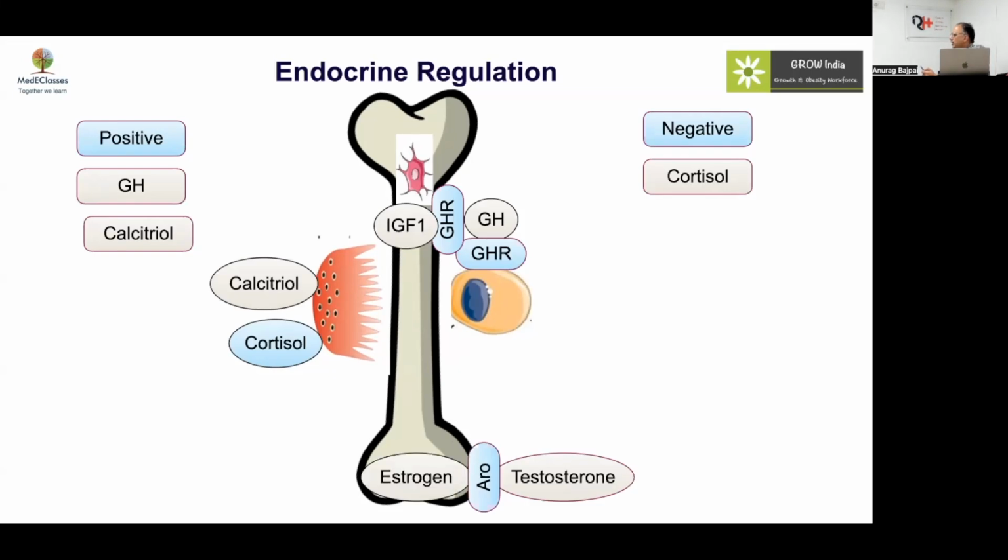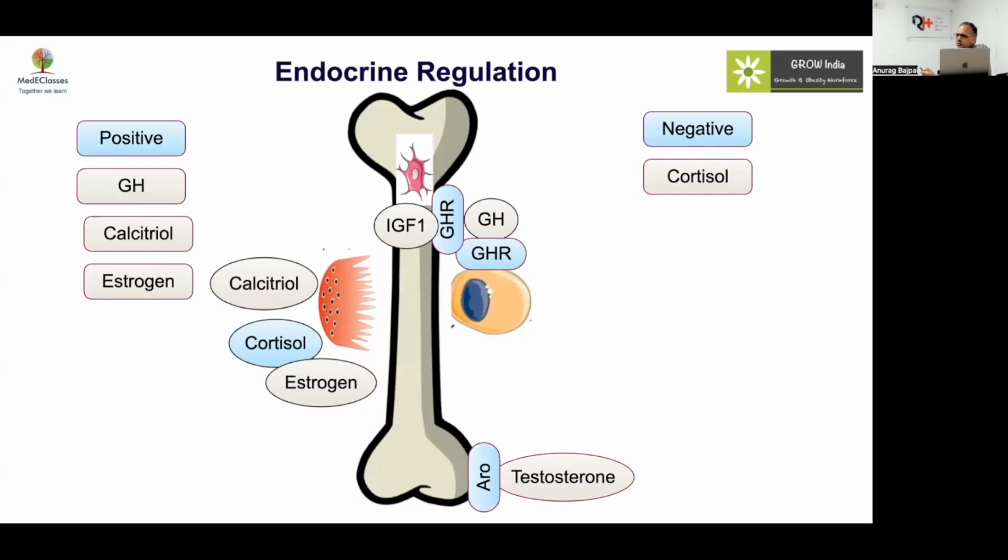Now, testosterone, as I said, is converted to estrogen. It is going to inhibit the resorption. So it is going to be good for the bone. Estrogen will be good for the bone. What about insulin?